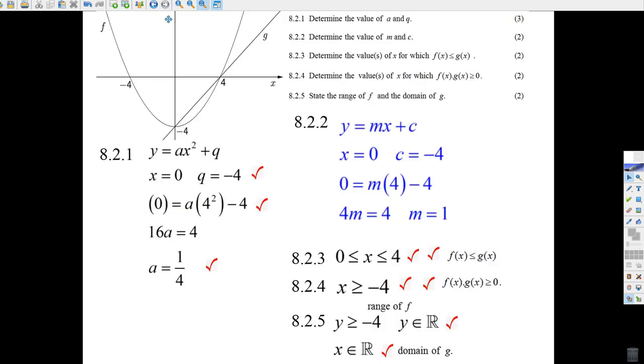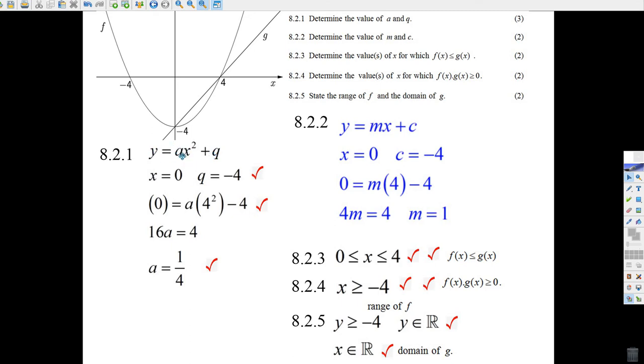Okay, let's try this next question. It says, you've got this parabola f, and they're giving you 4 and minus 4 as the x-intercepts, and minus 4 as the y-intercept. And they're giving you a line function with an x-intercept of 4 and a y-intercept of 4. That's a lot of things, but they're asking you, what's a and q if the parabola is y equals ax squared plus q? Well, what you do is this.